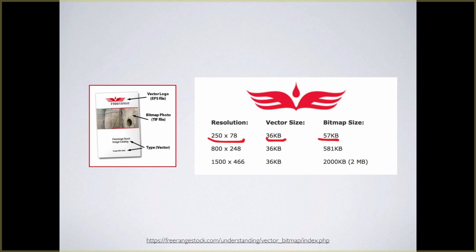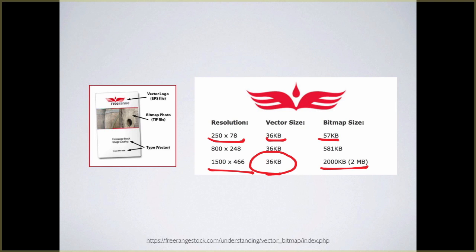However, when we start to get it larger, 1500, notice the vector size is exactly the same. But the bitmap or raster size goes up to 2 megabytes. It's significantly larger in its file size. So for something like this logo to end up being 2 megabytes, let's imagine something far more complicated. You can see how this can snowball.